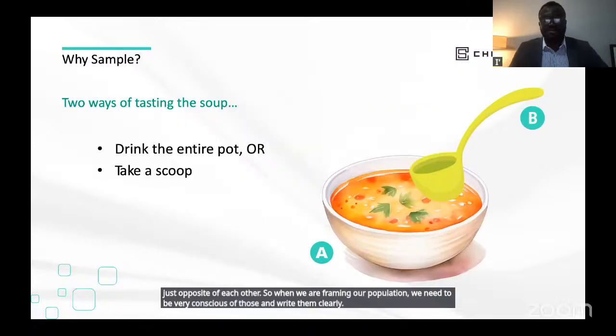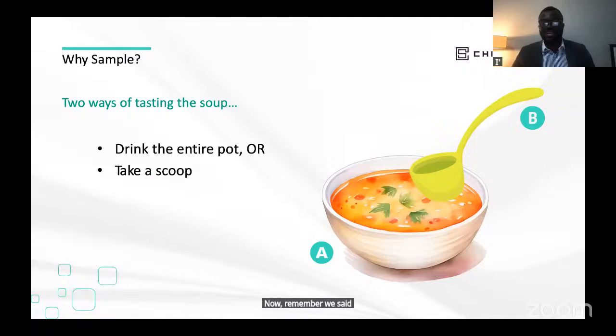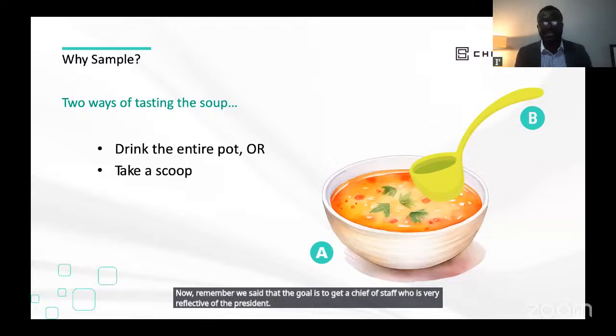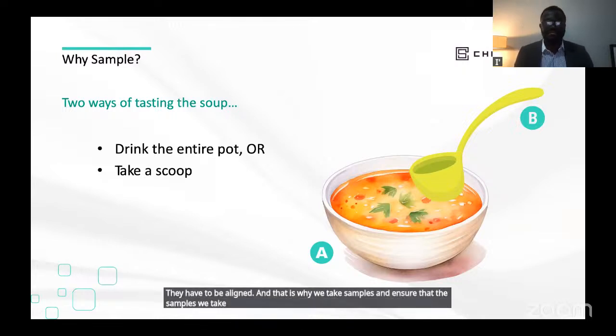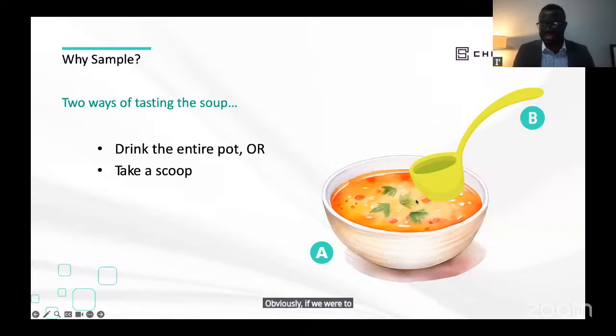Now, remember we said that the goal is to get a chief of staff who is very reflective of the president. They have to be aligned. And that is why we take samples, and ensure that the samples we take are representative. Obviously, if we were to drink the whole pot of soup, that is feasible, but that is also ridiculous. If you just want to taste the soup, why do you have to drink the whole pot? We just want to taste the population. We just want to see what the population tells us.